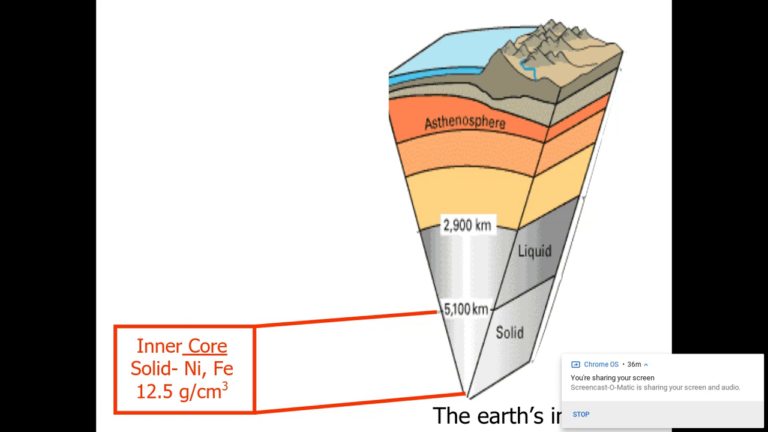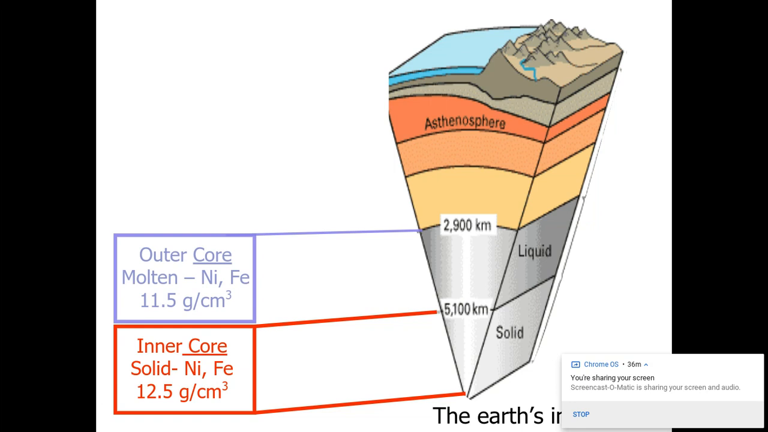So above the inner core is the outer core. The outer core is considered molten, which means it is liquid, but it also is composed of both nickel and iron. But because it's liquid, the density property will change. What you notice about the number on the outer core is that it's moved down a little bit, to 11.5 grams per cubic centimeter.